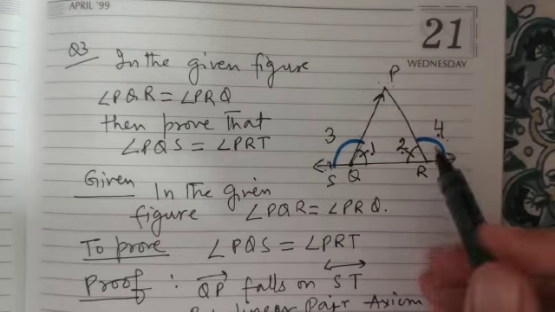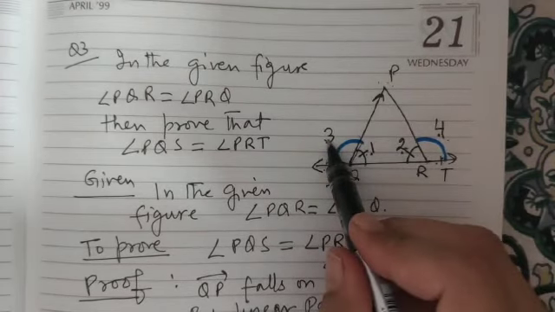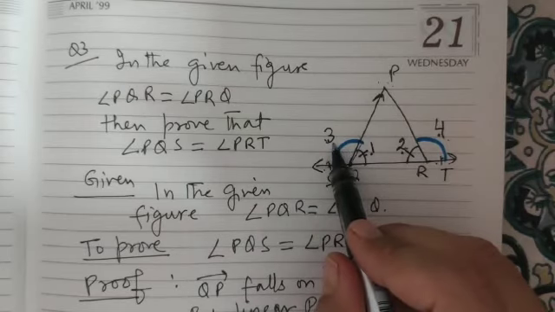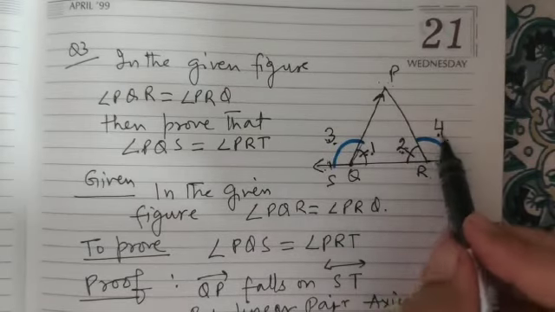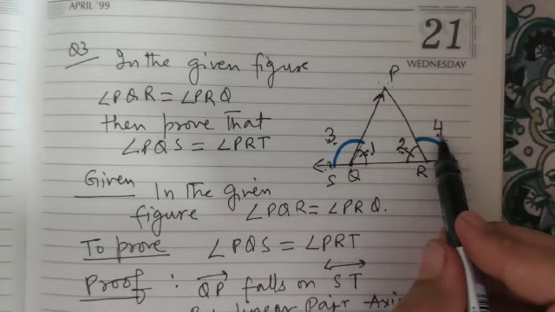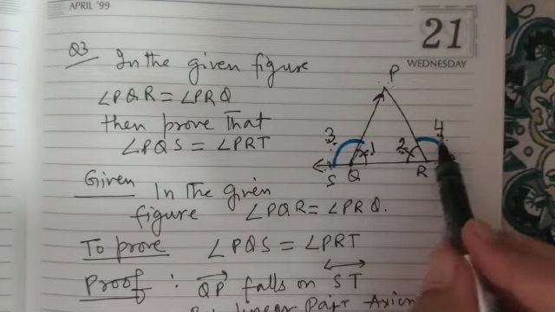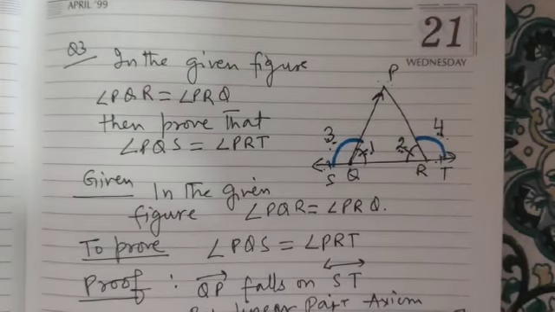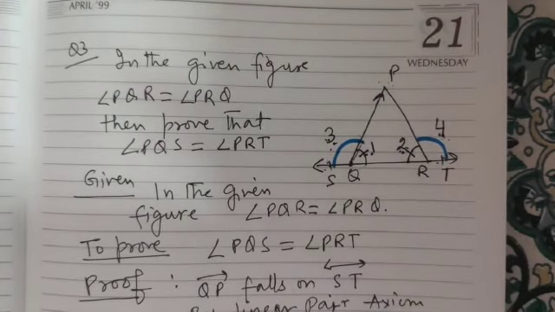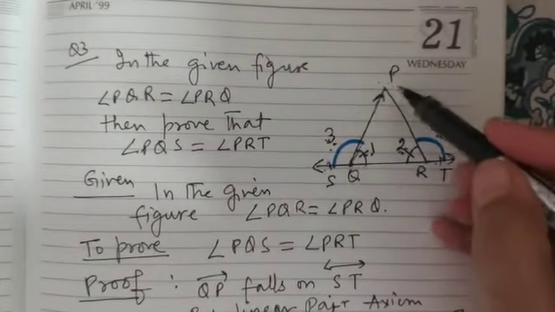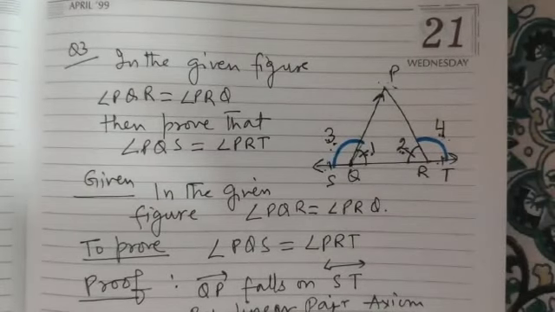Or you can also do it this way, angle 1 plus angle 3, as we did. Angle 1 plus angle 3 is 180 degrees. Angle 2 plus angle 4 is also 180 degrees, but angle 1 is equal to angle 2. Therefore, angle 3 is equal to angle 4. After simplification, we have seen that angle PQS is equal to angle PRT. I hope it is clear to you.